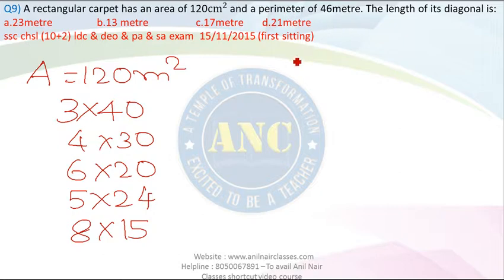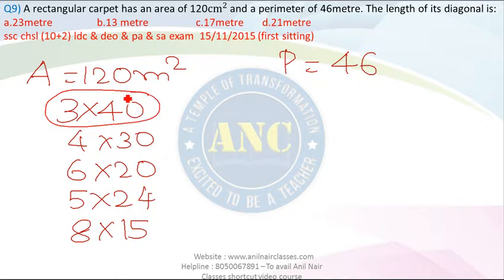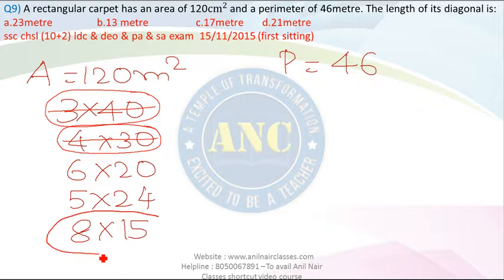Now perimeter is 46 it seems. Now think logically, sir. 46 means one of the values of length and breadth should be very much less than 46. That means the first thing I will rule out is 3 and 40. 4 and 30 also is very close to 46. 30 is slightly closer. So what I will do is I will directly go to this last option because that is very much far away from 46. Let us check it out.